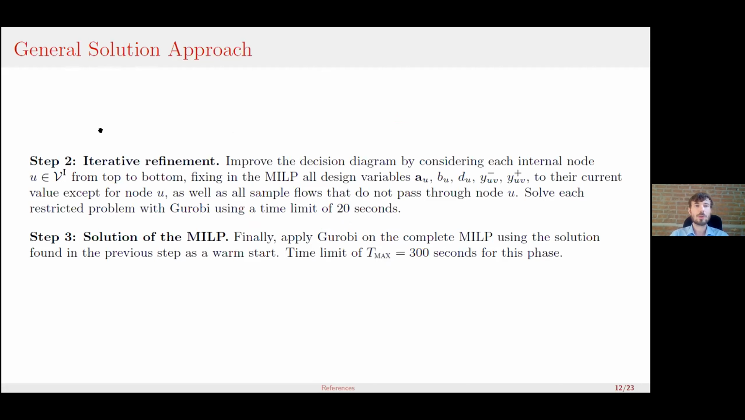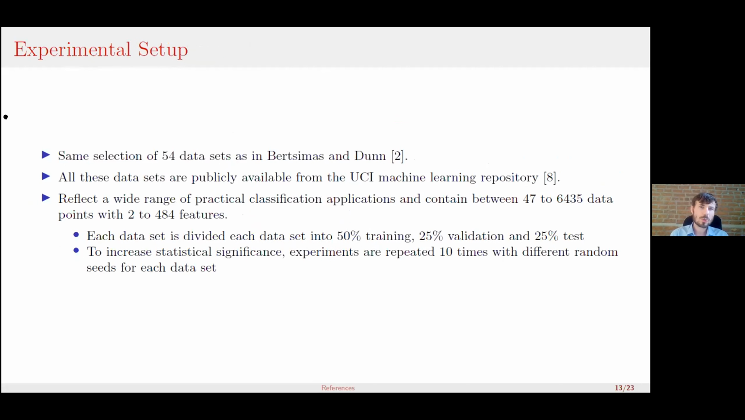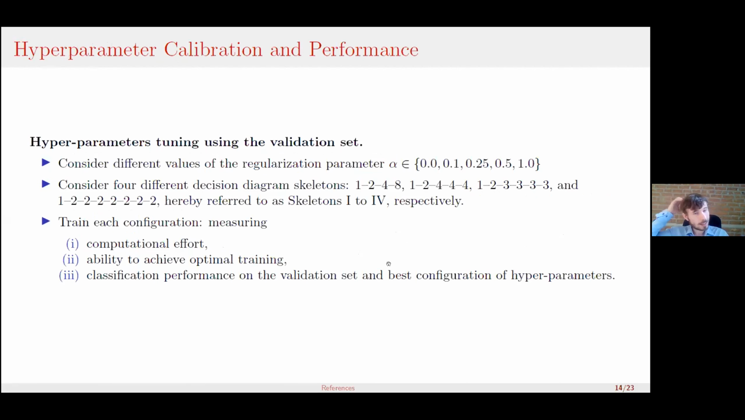So here is how it works in terms of experimental setup. We use the same data sets as Bertsimas and Dunn from their classical paper about optimal classification trees, because they are a very good variety of data sets and they are of different sizes. And they all come from the UCI machine learning repository. They have between 47 and 6,000 data points and 2 to more than 400 features. We will do two phases in the experiment. We will have a kind of training and then validation in order to calibrate some parameters, and a final test stage. Let me explain how it works.